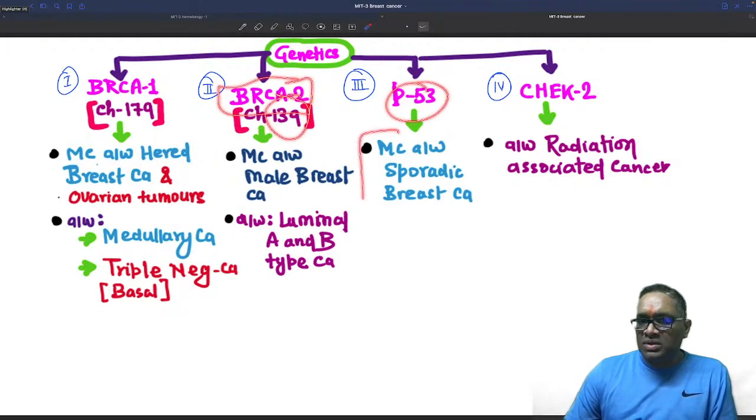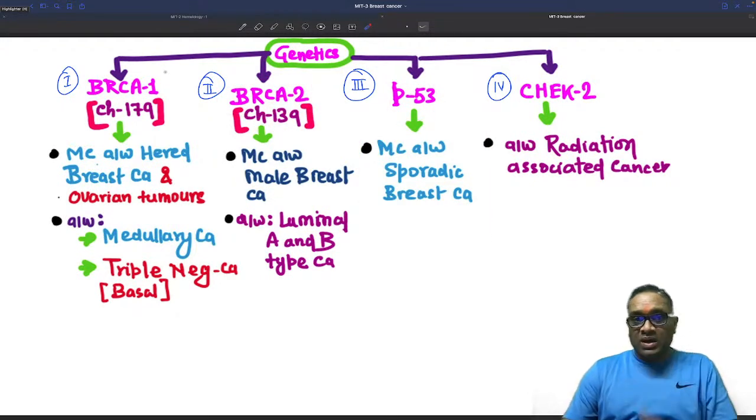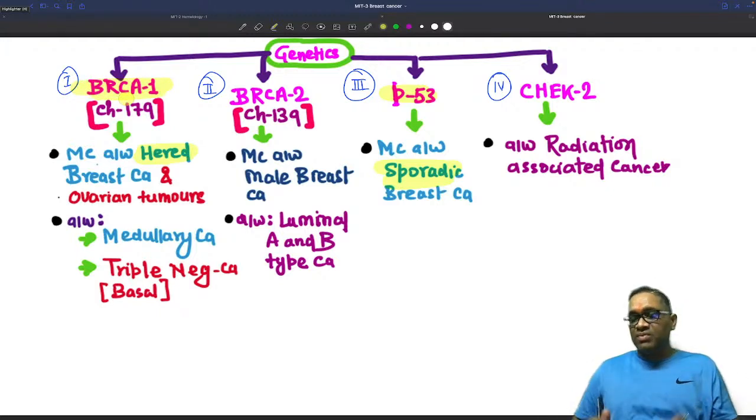P53 is the most common gene associated with breast cancer. If you do not get a hereditary history, BRCA1 and BRCA2 are ruled out, and most common will be P53. That is why most common is sporadic, right? So this difference you have to remember. Most common sporadic is P53, whereas most common hereditary is BRCA1, right? So these are the two things we have to understand.